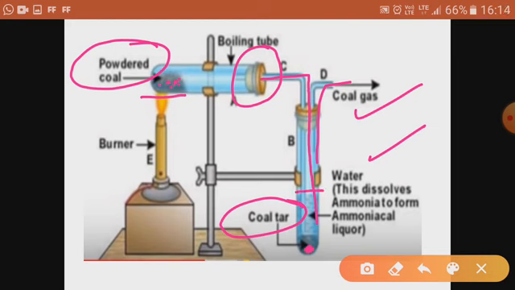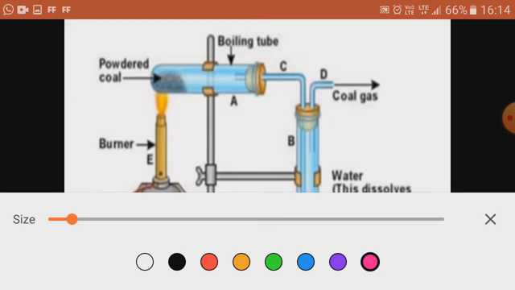One more substance we get from the destructive distillation of coal is ammonical liquor. This is the water present in the test tube, which dissolves ammonia to form ammonical liquor. So ammonia is also formed in this process, and it gets dissolved in water and forms ammonical liquor. So this is the setup for destructive distillation of coal.